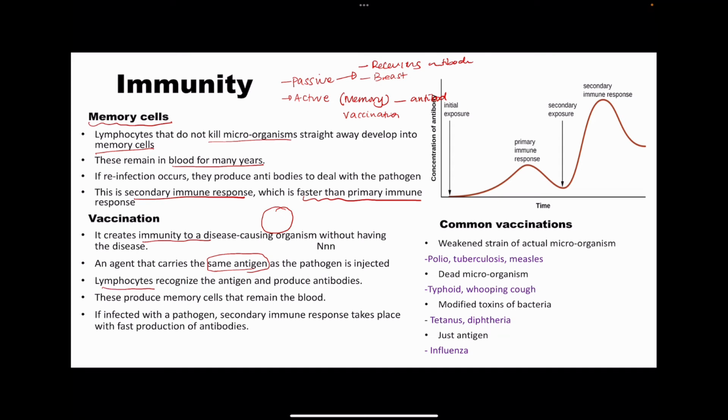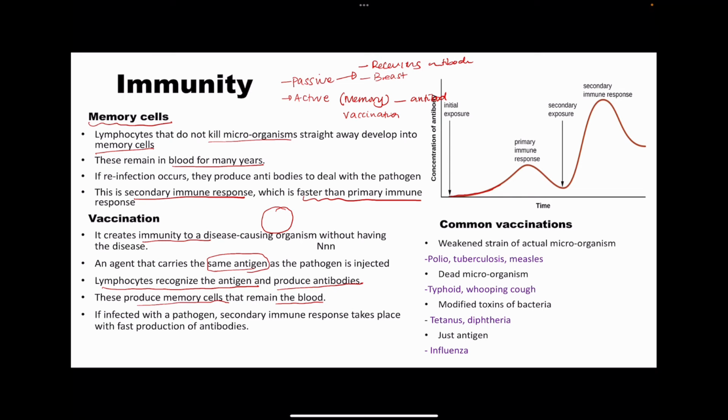So the lymphocytes will recognize the antigen and they will produce antibodies. When antibodies are produced, some lymphocytes that are not involved in the production of antibodies will form memory cells that remain in the body. If there is reinfection, the secondary immune response takes place, and this is going to be faster. Antibodies will be produced faster, and the infection will not be felt. So this graph here shows us the difference between the primary immune response and the secondary immune response.